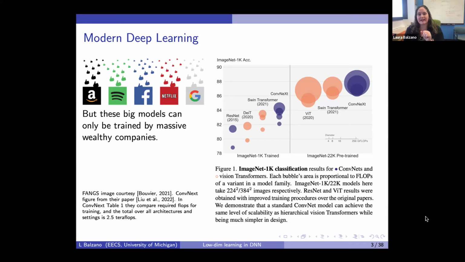was 256 gigaflops of training. But across all of the experiments in that paper, if my understanding of the table where they compare all of the required flops for training is correct, they used 2.5 teraflops just for that one paper to present their architecture. So, of course, the authors are from Facebook AI Research, so they have those kinds of resources, but we really would love it if these kinds of tools could be accessible more broadly.